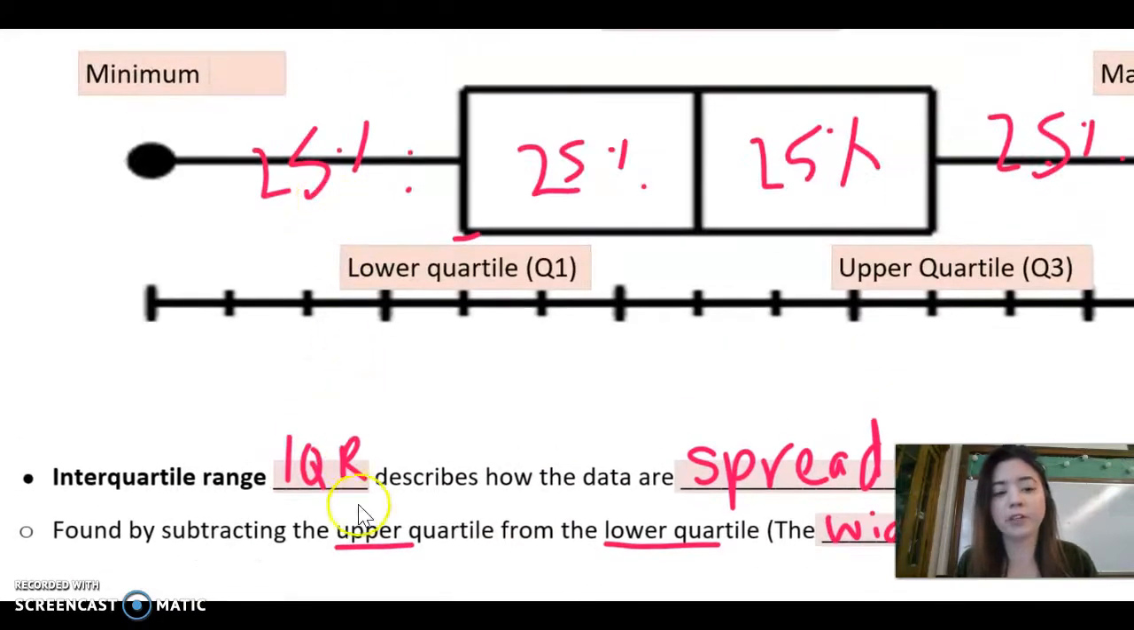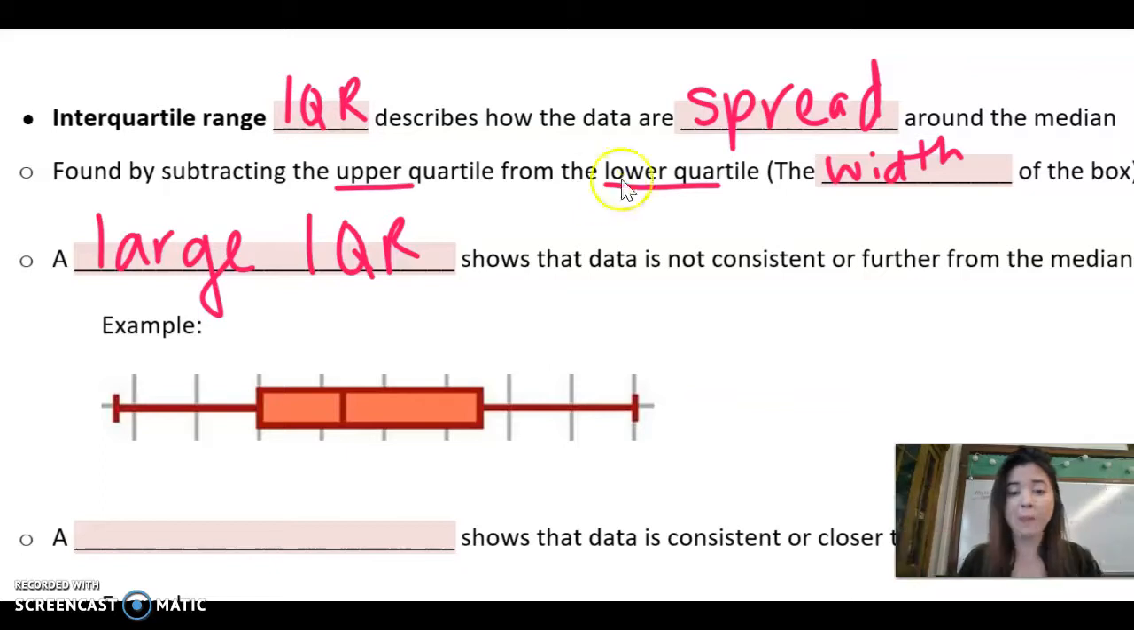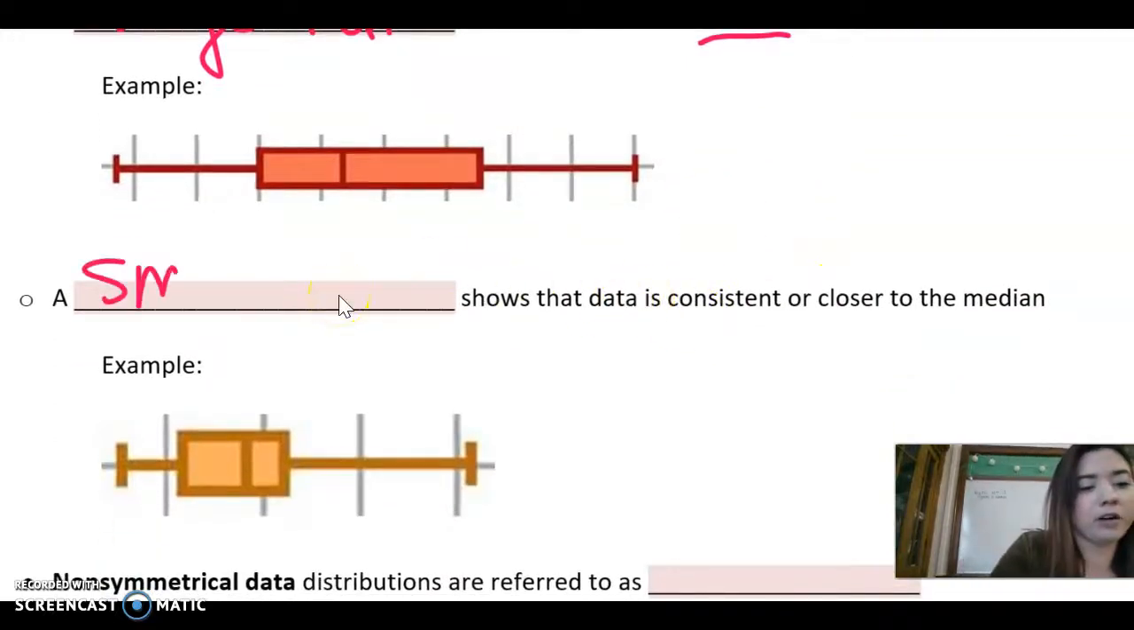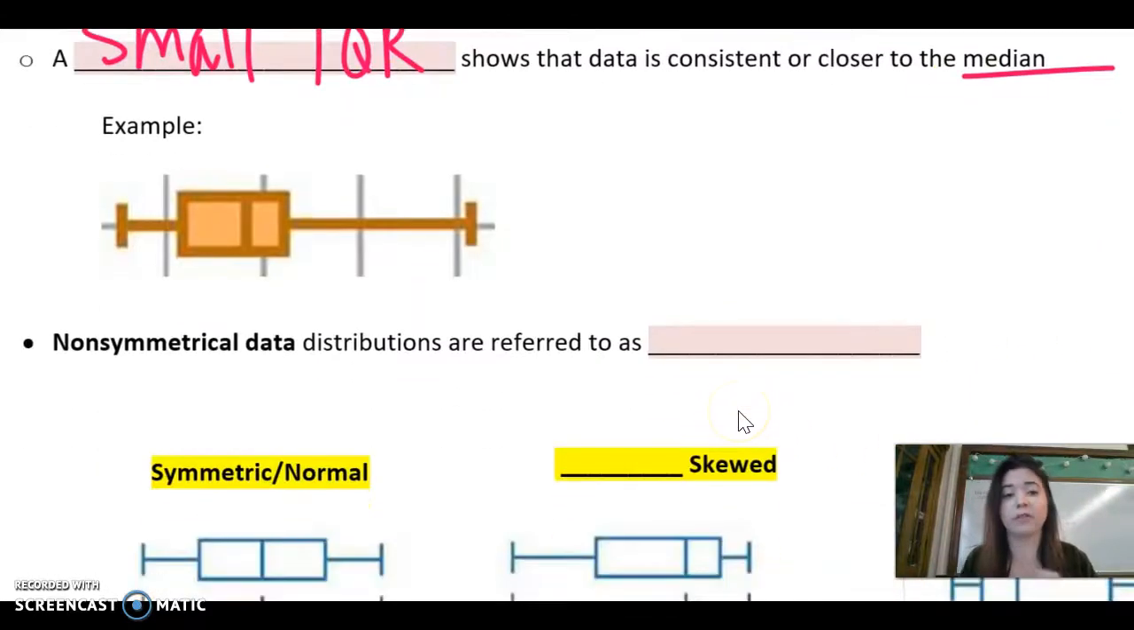To find our interquartile range, we take our upper quartile minus our lower quartile to figure out how wide our box is. If we have a large IQR, meaning a large width, that tells us that our data is not very consistent. And if we have a small interquartile range, the width of my box is small, meaning my data is consistent. Everything is really close to that middle.